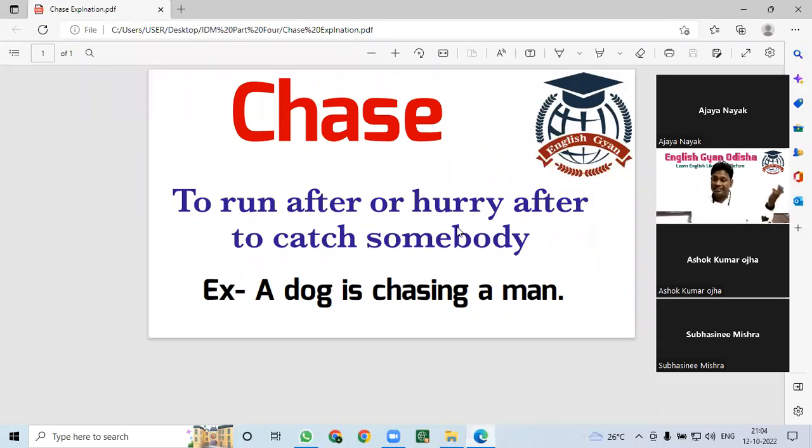And a stray dog is chasing that man. Why? Perhaps he was utterly disturbed. He is chasing him just to bite. So this is the word called chase.